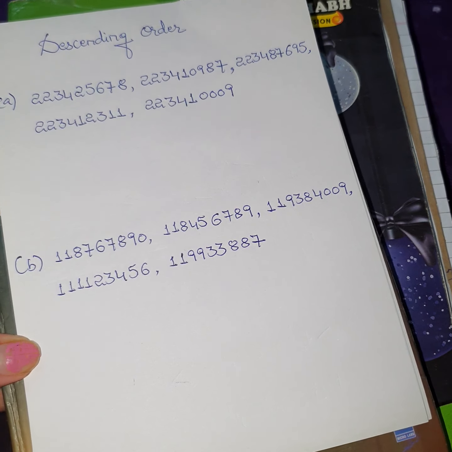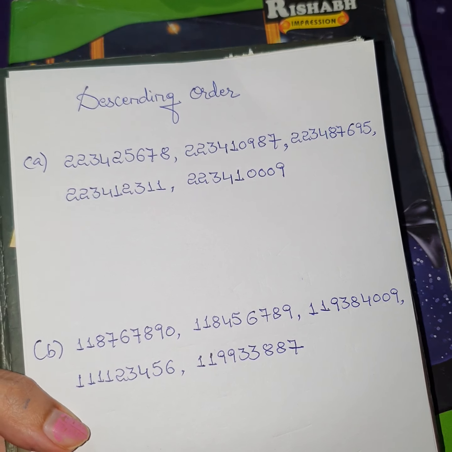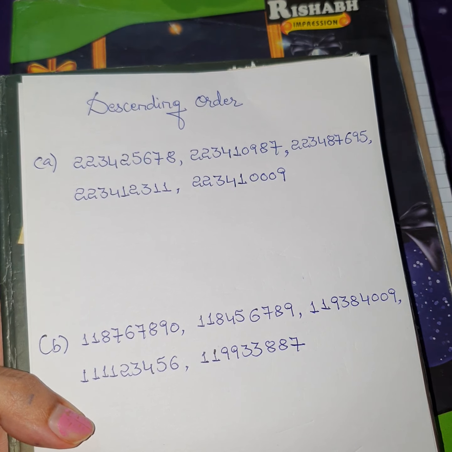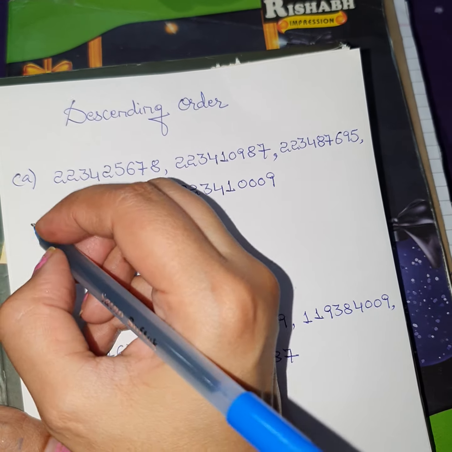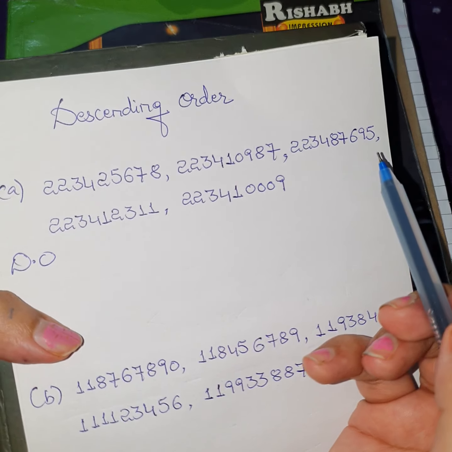Now, let us move on to the last question, question number 4, to arrange the numbers in descending order. And descending order means to arrange it from greatest to smallest. Okay. So, descending order, greatest to smallest. Count the number of digits firstly.